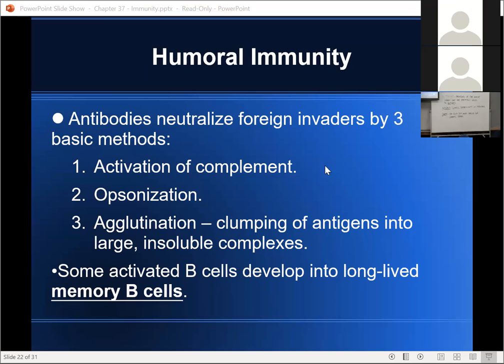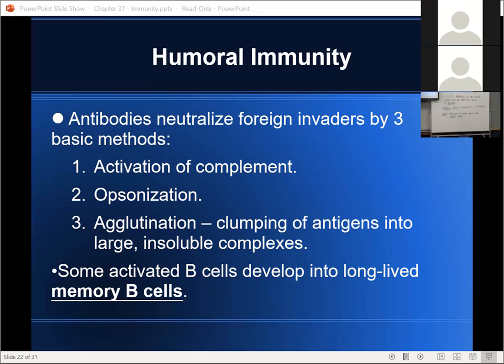Antibodies neutralize foreign invaders by another way, by opsonization. So I already mentioned how opsonization works with complement. Complement's kind of like peanut butter. It gets spread on the surface of those pathogens, makes them yummy, makes them attractive for the phagocytes. Phagocytes come eat them. We also have a type of antibody called an opsonizing antibody. Opsonizing antibodies do the same thing that complement does. They bind to the surface. Again, they're kind of like peanut butter, right? They make them more attractive to the phagocytes, and that's going to increase the chances that they'll be engulfed and digested.